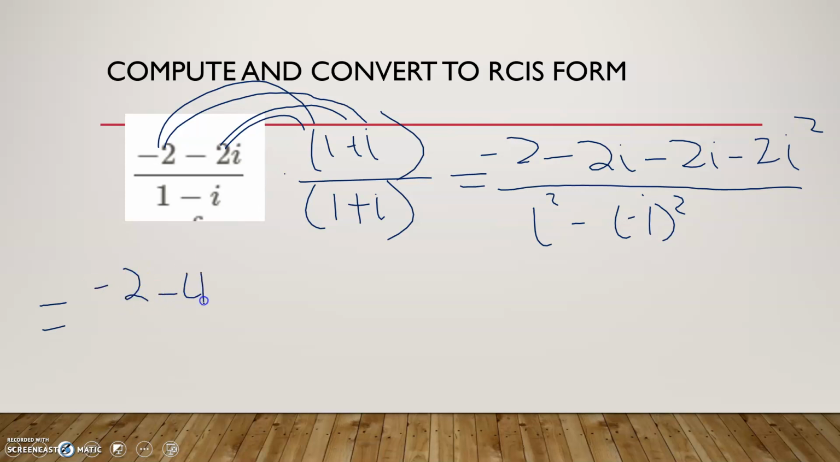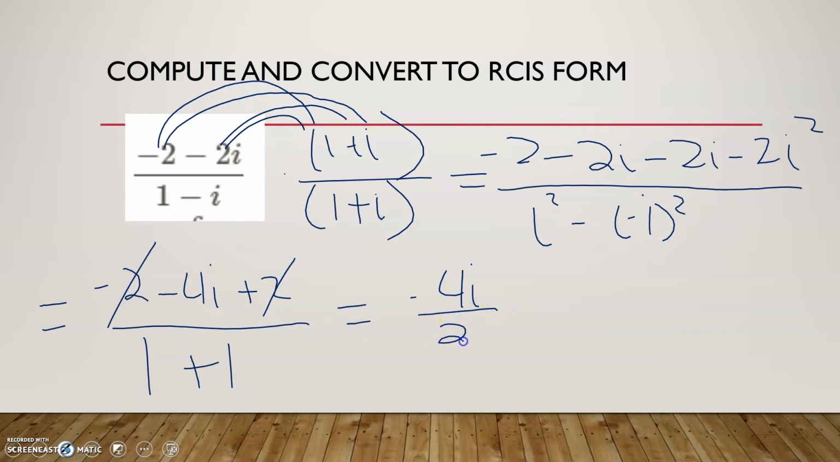So now if we come over here and simplify, we have -2 minus 4i. Recall that i squared is really -1, so that's going to give me -1 times -2, which gives me +2. So that means my 2's actually are going to cancel out. 1 squared is just 1. i squared is -1, so that's going to be 1 plus 1. So I get -4i over 2, and that gives me -2i.